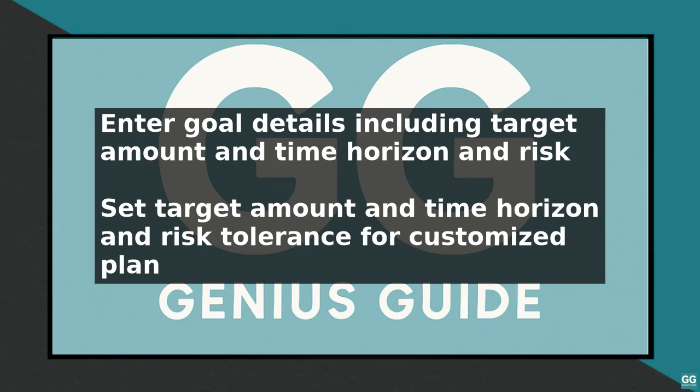financial objective. Next, enter the details of your goal, including the target amount, time horizon, and risk tolerance. For example, if you are saving for retirement, you may set a target amount of $1 million, a time horizon of 20 years, and a risk tolerance of moderate. Wealthfront will use this information to create a customized investment plan for your goal.